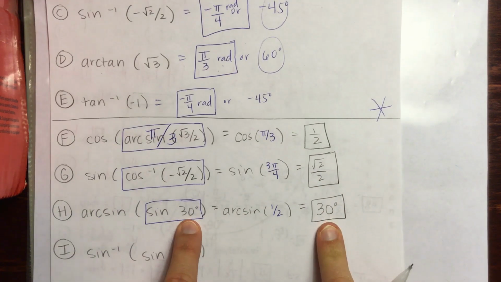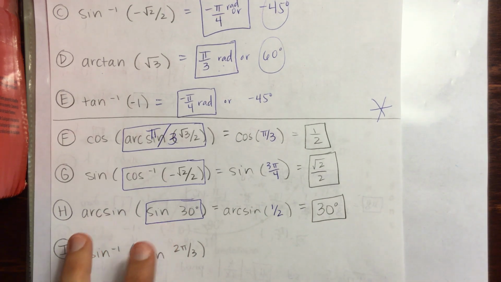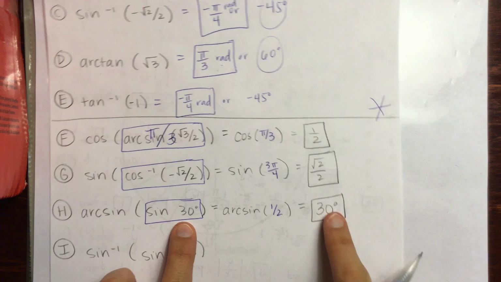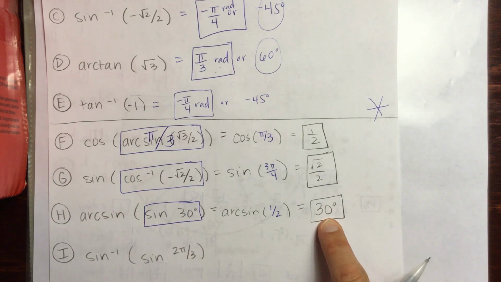And look at that. A lot of times that happens if you have an inverse and the regular function, so inverse sine and sine, inverse cosine and cosine, inverse tangent and tangent. A lot of times these two answers are the same: what was nested inside your parentheses and your final answer. But as you'll see in the next example, that's not always true.